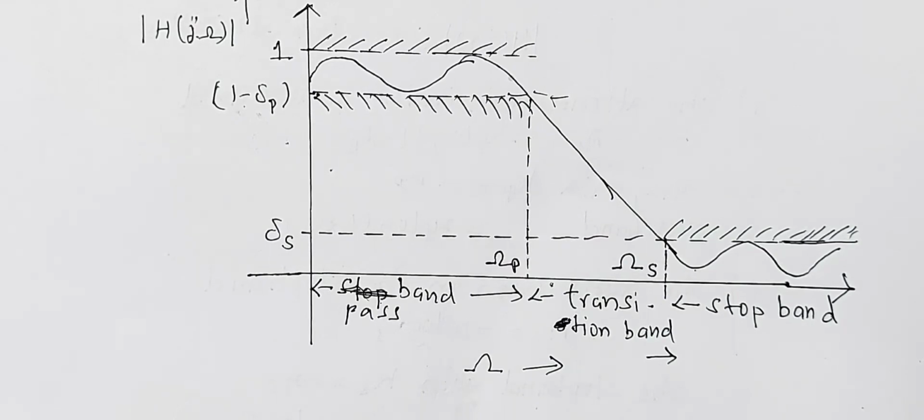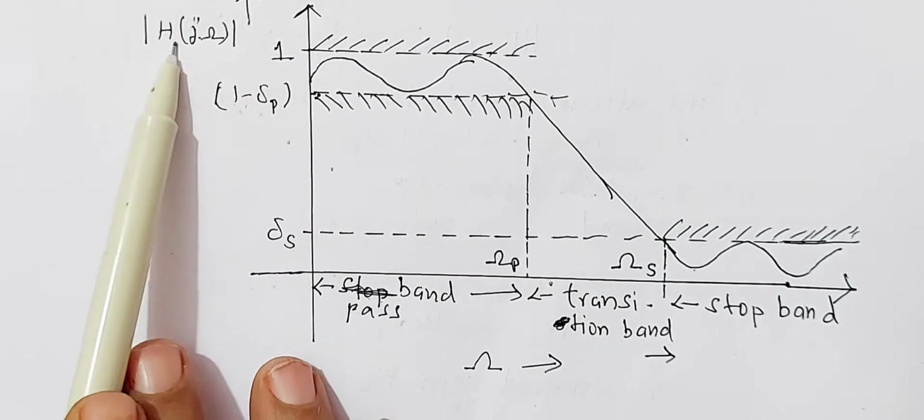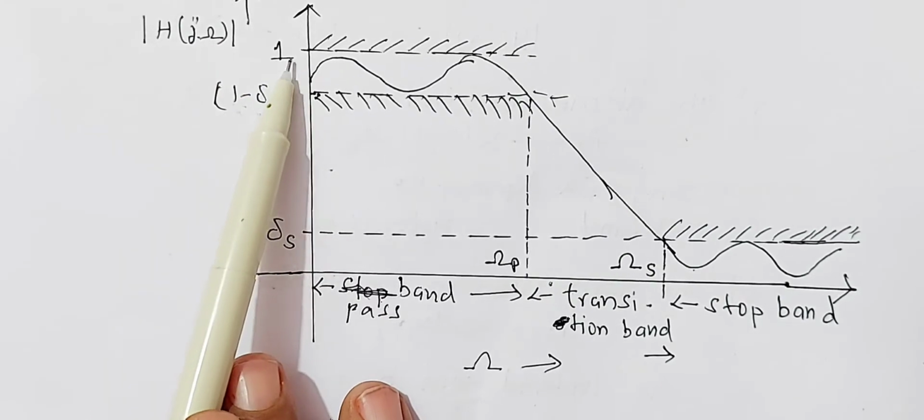Now, with this figure, we will discuss the specification of the filter. What are the specifications of a given filter? Just carefully observe this figure. What is the maximum value? That is 1. The value of H of j omega is maximum, that is 1.